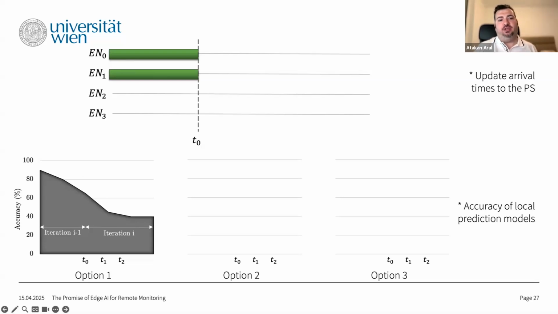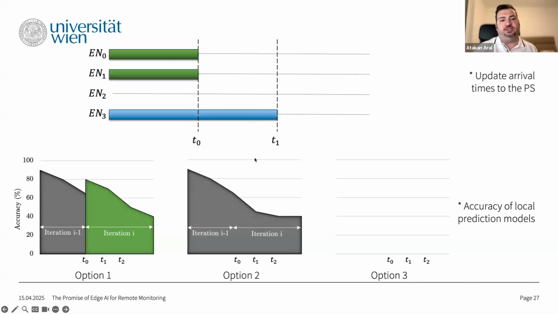One thing we could do is that at time t0, we can just decide that, okay, this is the information that I have. I will update my model with this amount of information. I will not wait any longer until more information arrives to the parameter server. In that case, I will update the model at the edge nodes, and its accuracy is expected to improve, of course, with the fresher model.